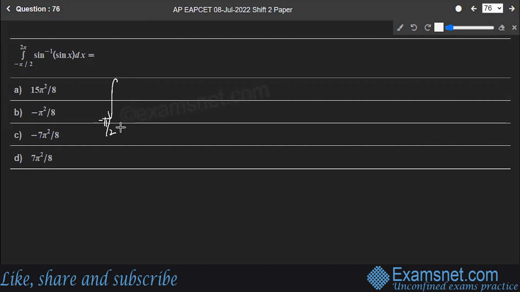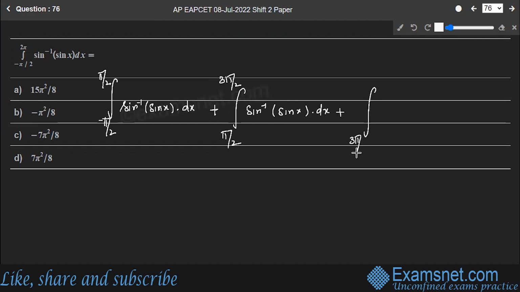I'll break up the limits now. So integral from minus pi by 2 to pi by 2 of sine inverse sine x dx, plus integral from pi by 2 to 3 pi by 2 of sine inverse sine x dx, plus integral from 3 pi by 2 to 2 pi of sine inverse sine x dx, right?